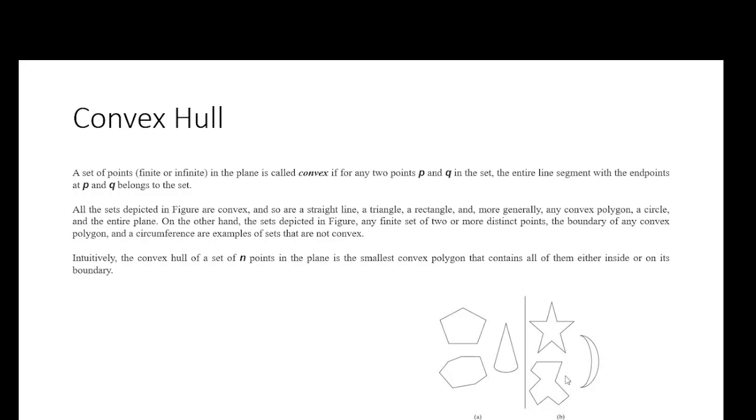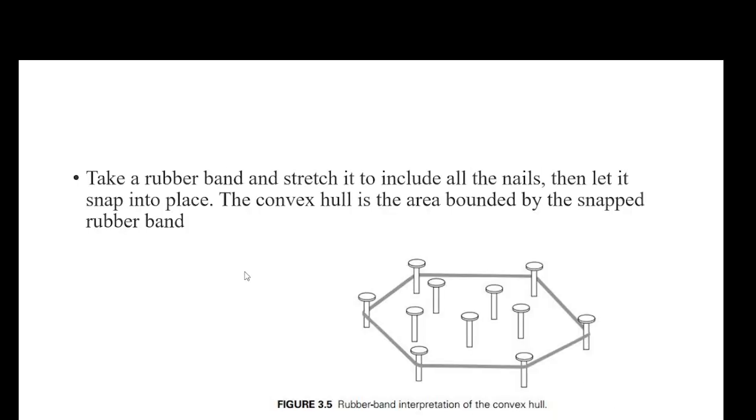Other figures, as you can see here, the boundary of these figures and a circumference are examples of sets that are not convex. So if I take a rubber band and stretch it, then the area that is within it, that is the convex hull. So the convex hull is the set of all points that belongs to the smallest convex set that is there.